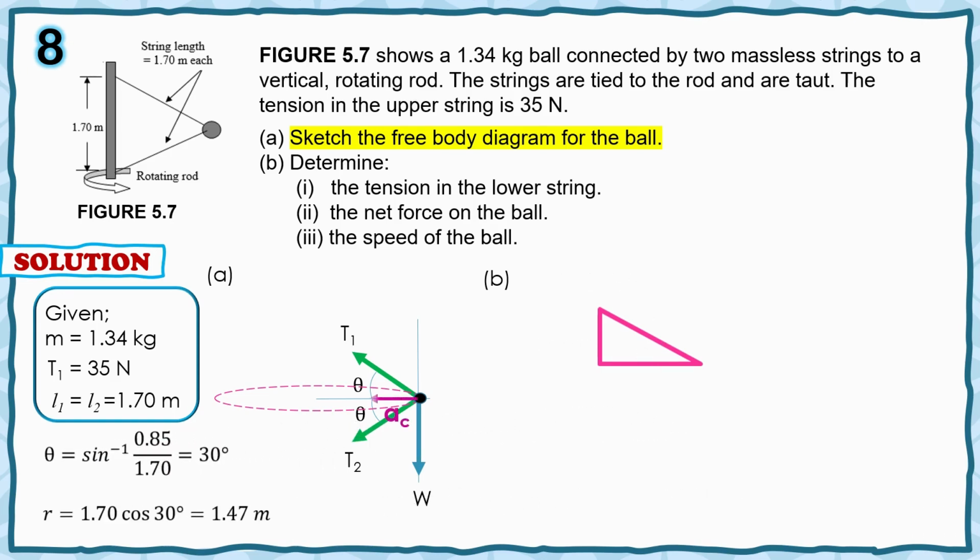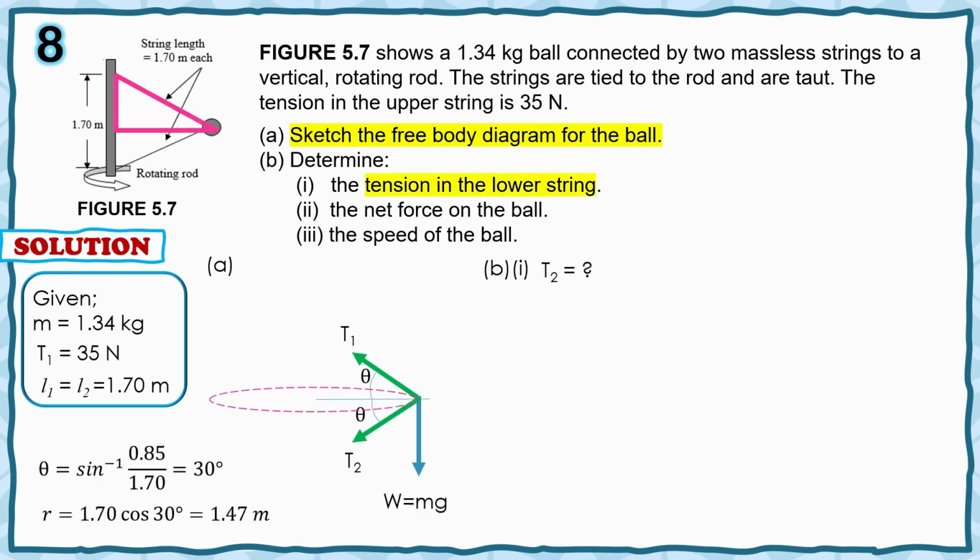Now we want to calculate the tension. To calculate the tension, first you need to identify the centripetal acceleration of the motion, and centripetal acceleration is always towards the center of the circular path. To calculate the T2, to make the calculation easier, we can refer to the Y component first.